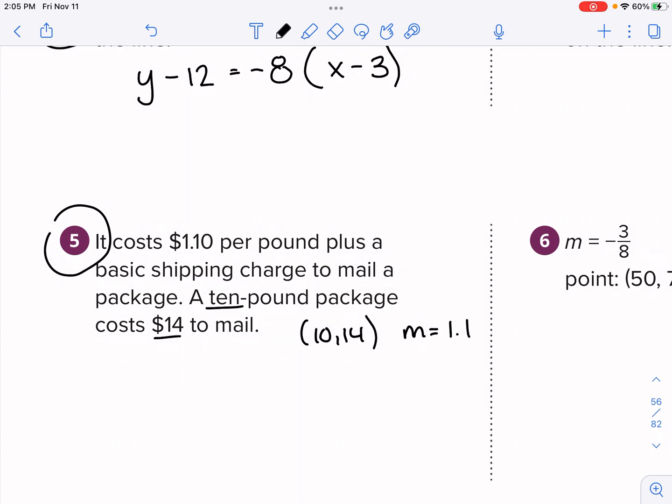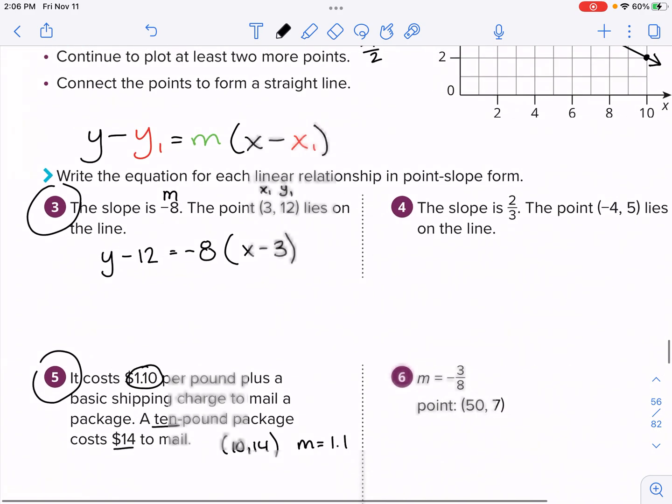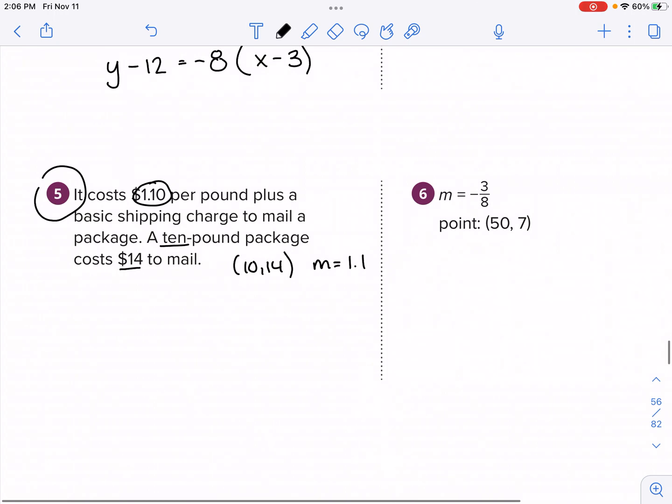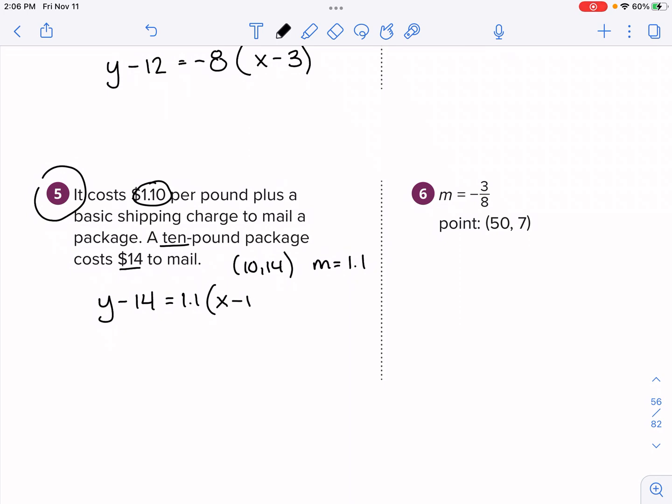Okay. After we identify these pieces of information, then this becomes a problem like number 3. So I'm going to rewrite this. You can look at the formula here, or if you want, you can rewrite this, but I'm just going to plug it in. So this would be y minus y1, which is 14, equal to m, which is 1.1, times x minus x1. x1 is 10. All right, so that's the equation in point-slope form.